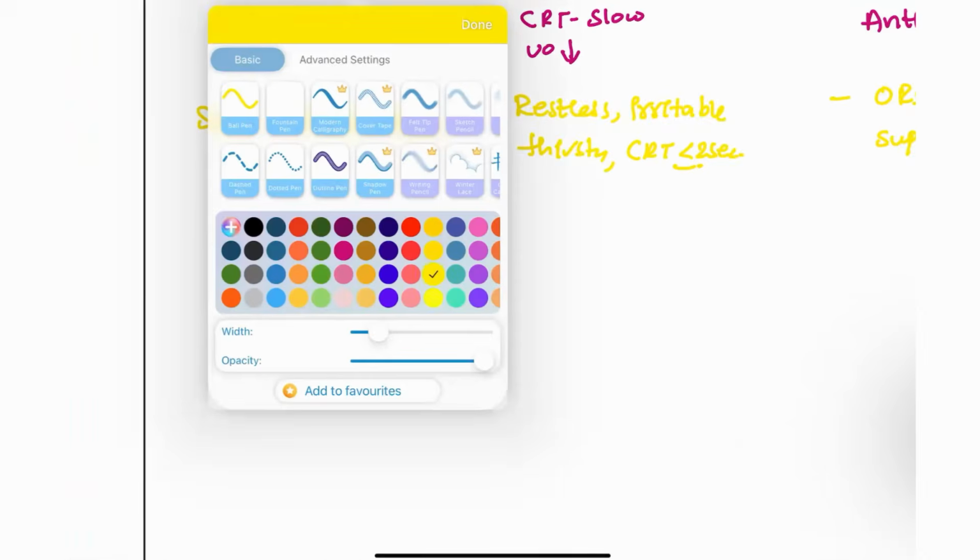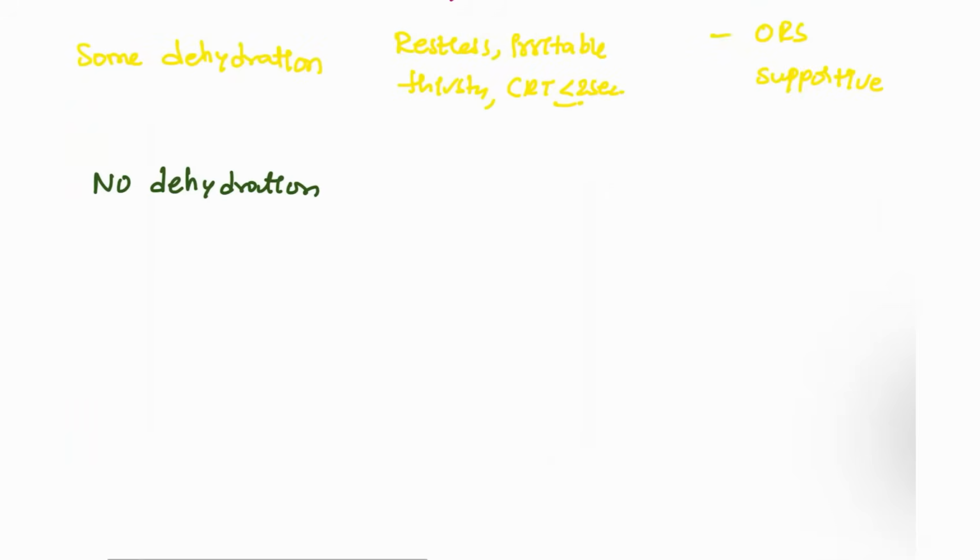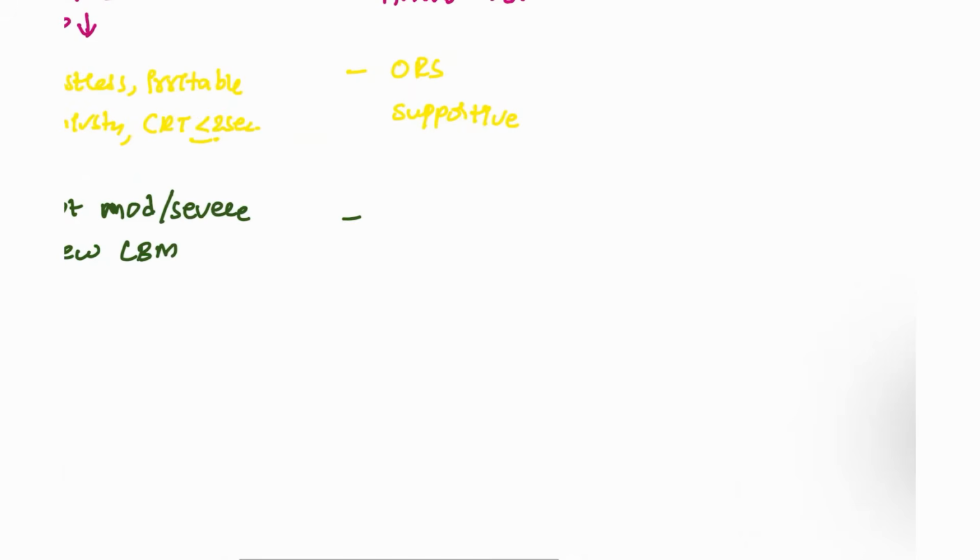Next category is the green category, so no dehydration. In no dehydration, the symptoms are simply not associated with moderate or severe dehydration. Only a few episodes of loose bowel movements will be seen for this patient, and here the treatment is only supportive: breastfeeding, fluids, and rice water. All this will be given. Supportive treatment will be given for this patient.